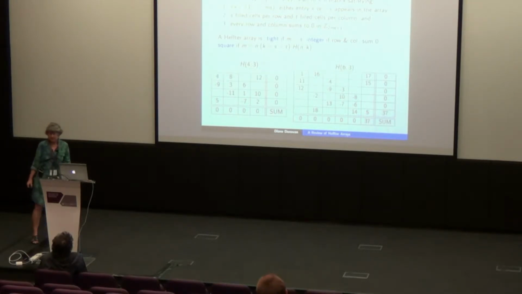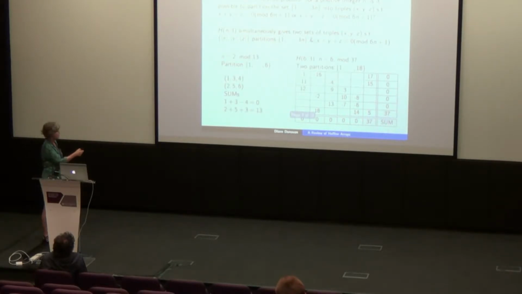In its most general form, a Heffter array is an m by n matrix that satisfies the following properties. So, we are going to take S filled cells per row and T filled cells per column. So if we have m rows and S filled cells per row, that means we're going to fill m times S cells, and so we want m times S distinct symbols.